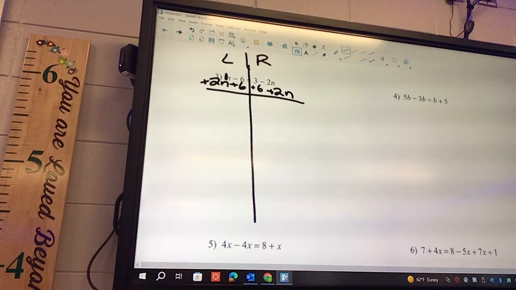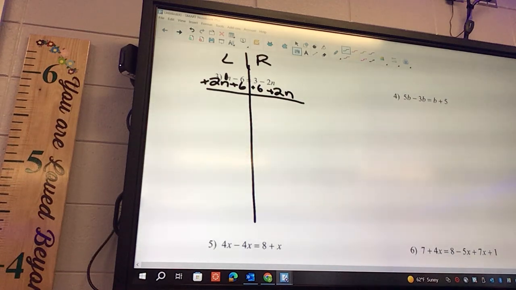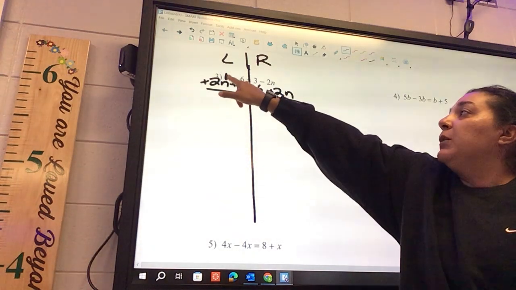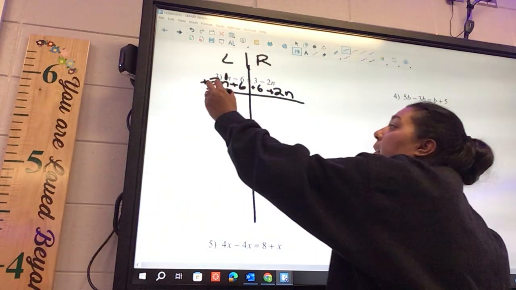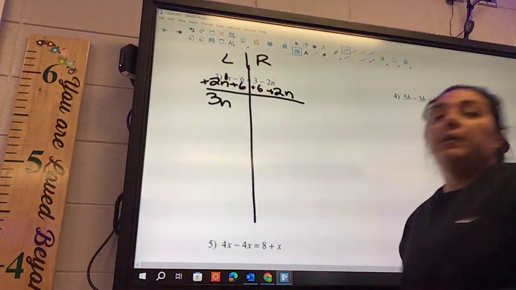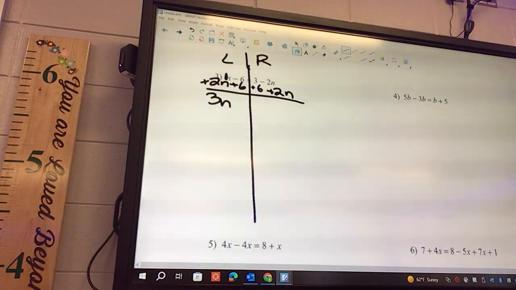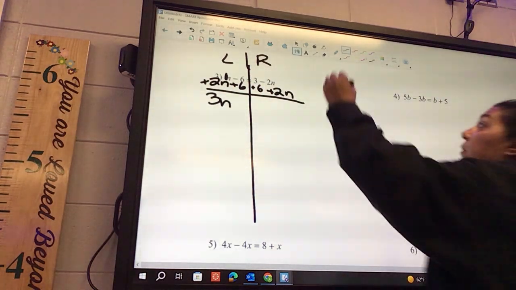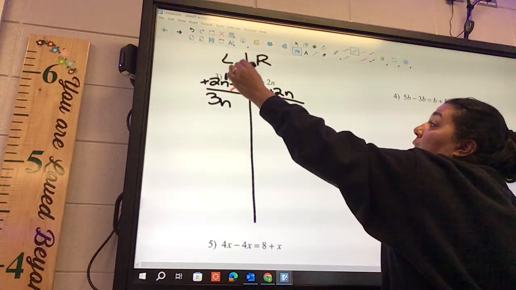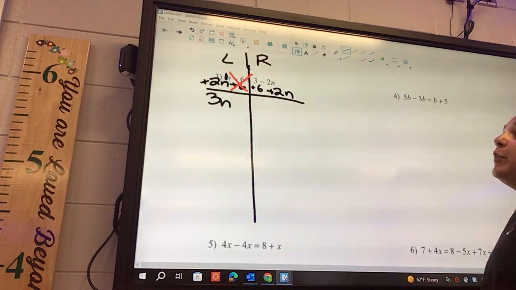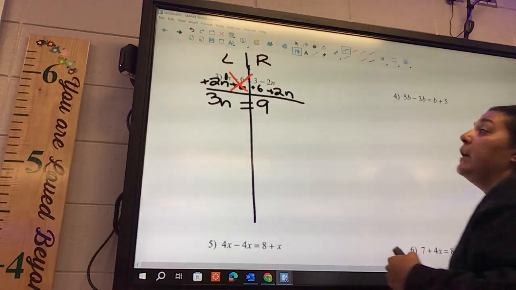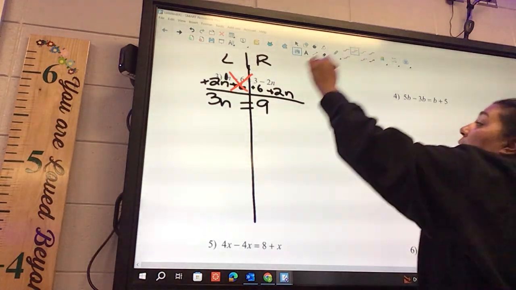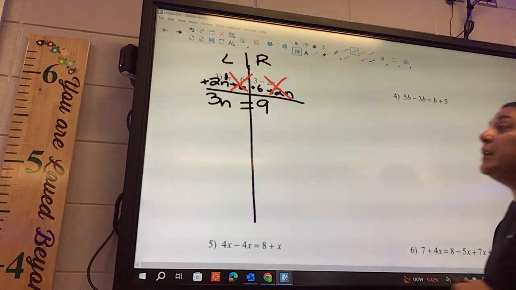Now, 1 plus 2. We're adding down. 1 plus 2 is 3N. -6 plus 6 is 0, so those cancel. 3 plus 6 is 9. -2N plus 2N, those cancel too. 0 means cancel.